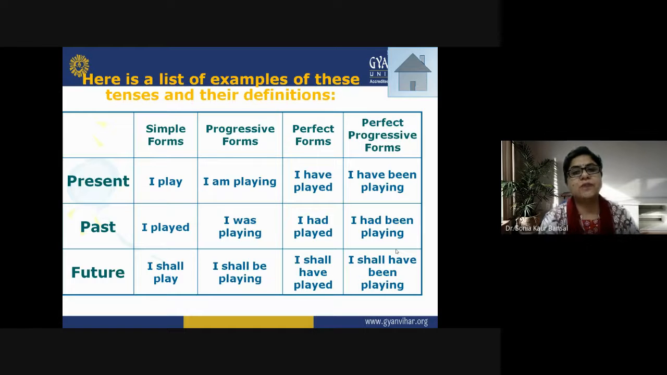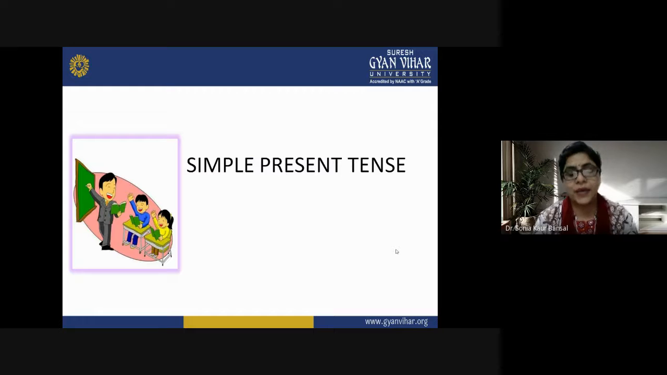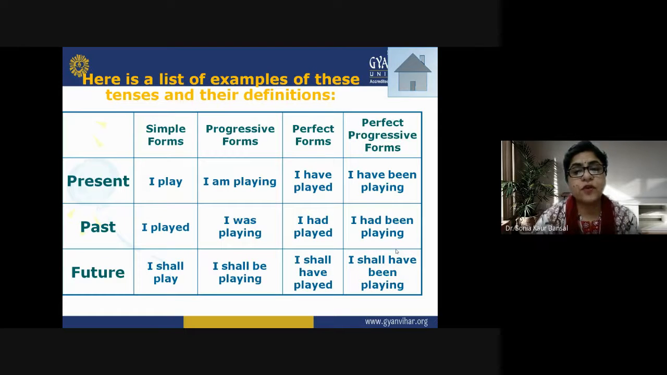Now here is a list of examples of these tenses and their definitions as well, students. You can have a look at the chart, and the time frames are given to you: present, past, and future. And four aspects are also given: simple forms, which we can call simple tense; progressive forms or continuous tense; perfect forms or perfect tense; perfect progressive forms or perfect continuous tense. So in the present time frame, the simple form is I play. In progressive forms, I am playing. In perfect forms, I have played. And in perfect progressive forms, I have been playing.